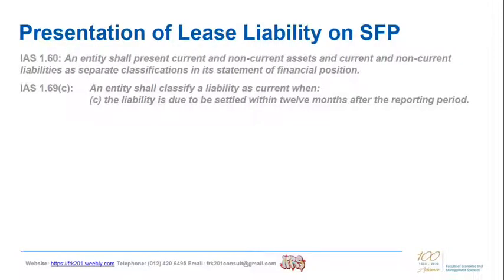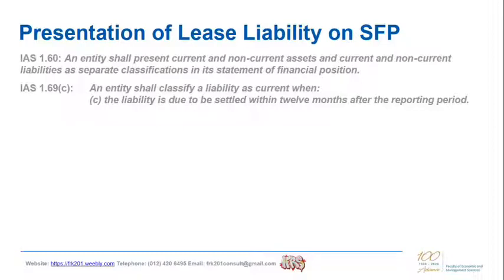IFRS 16 leases, presentation of the lease liability on the face of the statement of financial position. Guidance for presentation comes from IAS 1 and specifically looking at paragraph 60. An entity shall present current and non-current assets and current and non-current liabilities as separate classifications in its statement of financial position. Further guidance, IAS 1, paragraph 69C.